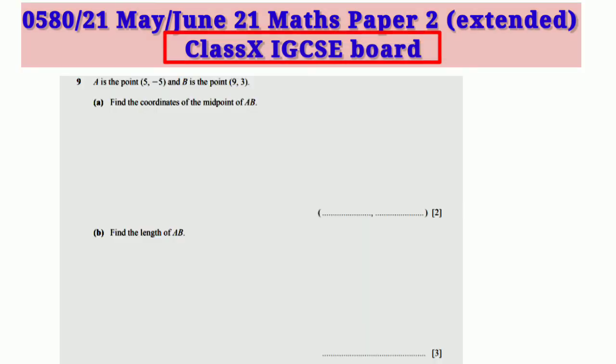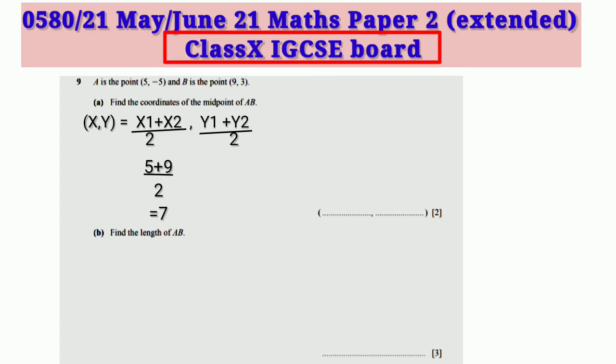Ninth question. A is the point 5, minus 5 and B is the point 9, 3. Find the coordinates of the midpoint of AB. We will use the midpoint formula. x equals x1 plus x2 by 2. y equals y1 plus y2 by 2. Substituting values of x1 and x2, we have 5 plus 9 by 2. That is 14 by 2, or the value of x is 7.